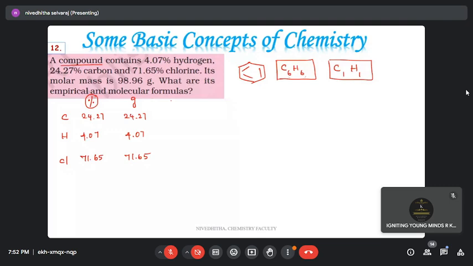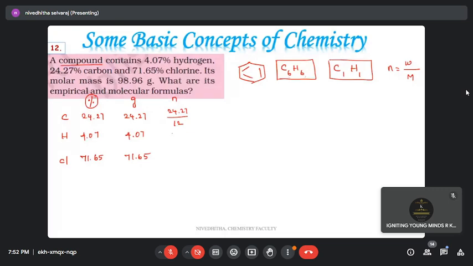In the fourth column, we have to express this weight in terms of number of moles. How to do that? What is the formula to convert weight into number of moles? Number of mole is equal to given mass divided by molar mass. Here, given mass of carbon is 24.27. And what is the molar mass of carbon? It's 12, ma'am. 12, that's it.